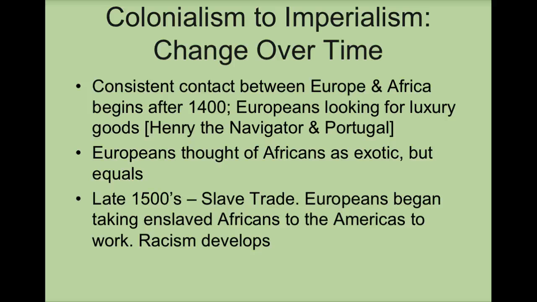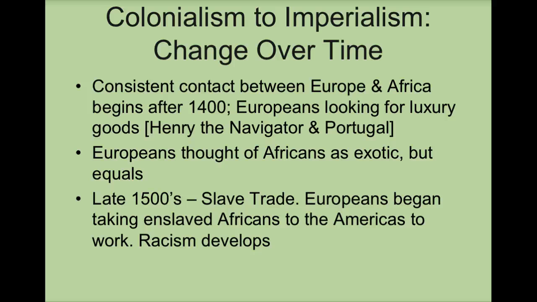Europeans, when they start their quest for luxury goods during the late Middle Ages, are exploring into Africa and gaining some textiles, ivory, animal skins, gold from North and West Africa. All sparked by Prince Henry the Navigator and Portugal's entrance into the slave trade.